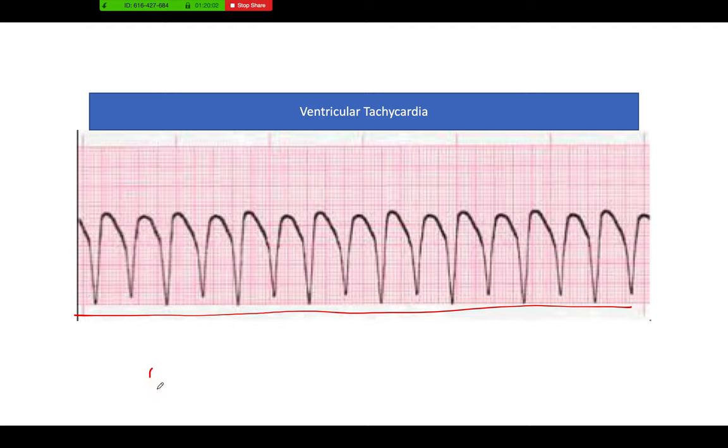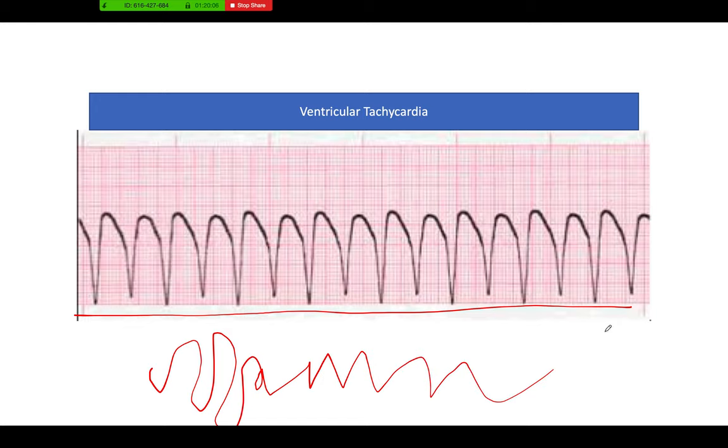And V-fib, really look for just a complete mess, just a spaghetti of your EKG. It is not going to have any regular rhythm. Here we have a regular rhythm. We have QRS complexes, believe it or not. They're just so wide that they kind of take up all of the rest of the regular EKG. Okay.